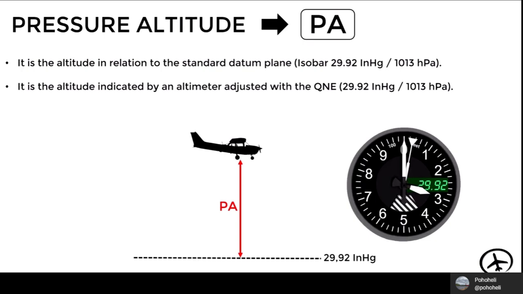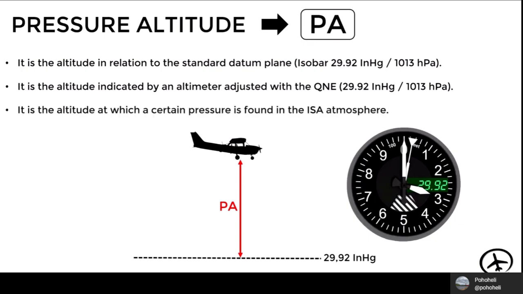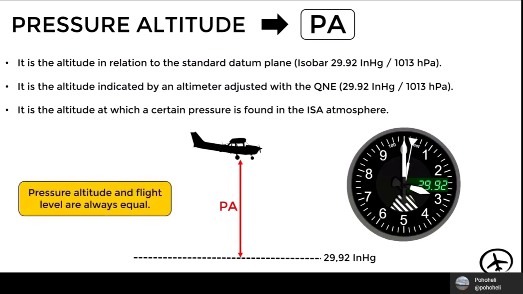isobar. And considering that in the ISA model, the pressure at each level has a fixed value, we can also say that the pressure altitude is the altitude in the ISA atmosphere where a certain pressure is found. Another thing to keep in mind is that the definition of pressure altitude is exactly the same as the definition of flight level. Therefore, the pressure altitude will always be equal to the corresponding flight level. Let's look at some examples of how this pressure altitude varies depending on the present conditions.